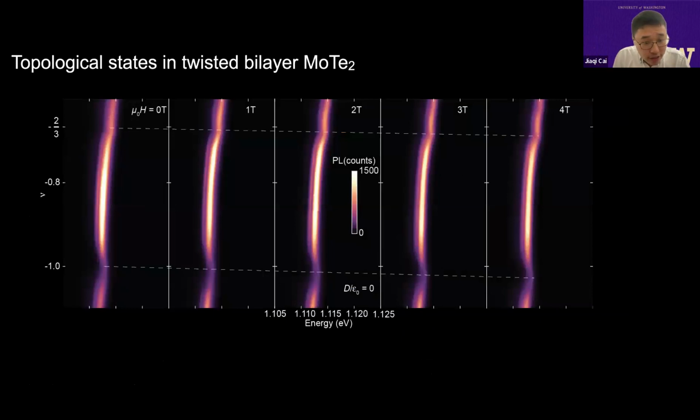The next thing is to verify the topology. So the strategy is very simple. We take that photoemission spectrum again.